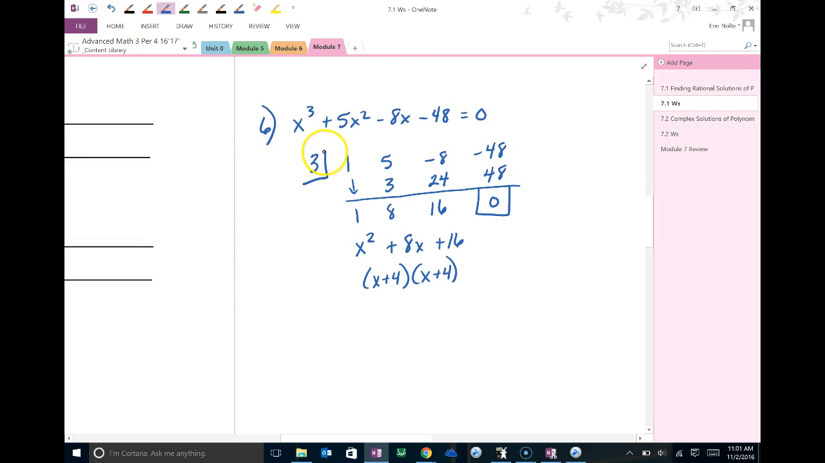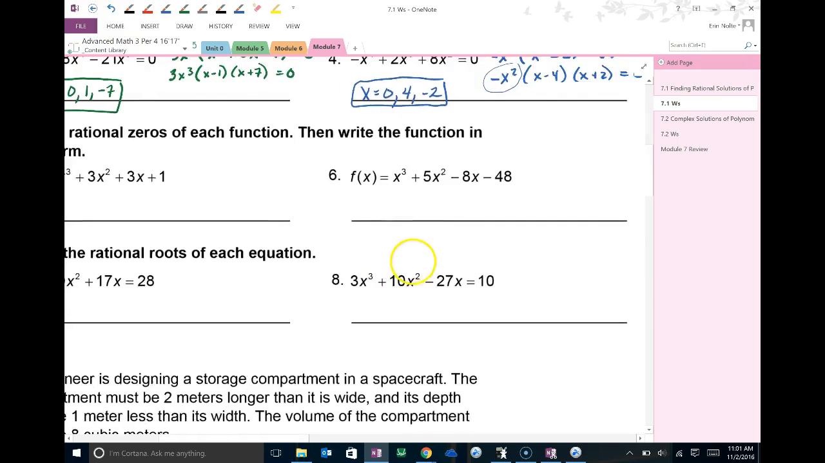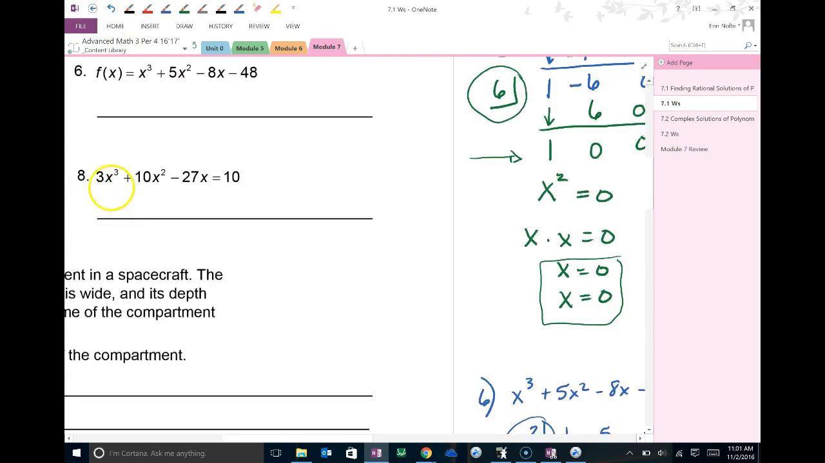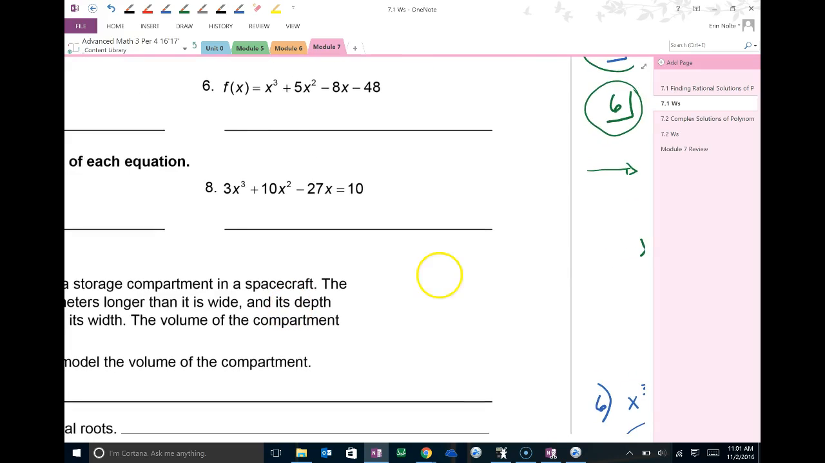What is the quantity that I would need in order to make a 3? So if I have a 0 of 3, yeah, x minus 3. Did you notice in the directions up here it says identify the zeros and then write the function in factored form. So we're factoring this, not solving it. So we should write this as x plus 4 times x plus 4. If you want to write x plus 4 squared, go for it. And x minus 3. So this is our factored form of our function.